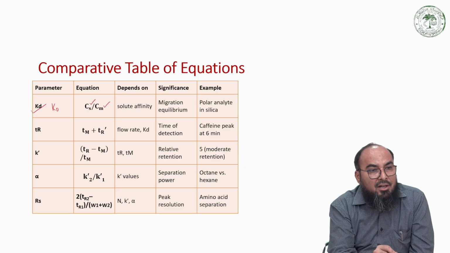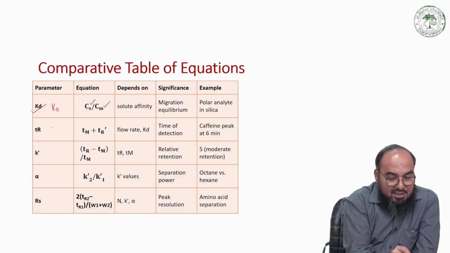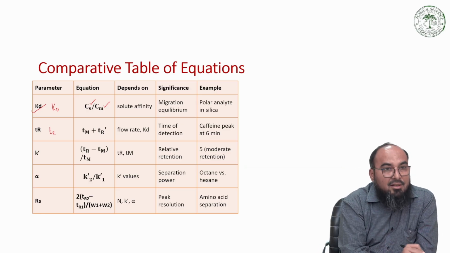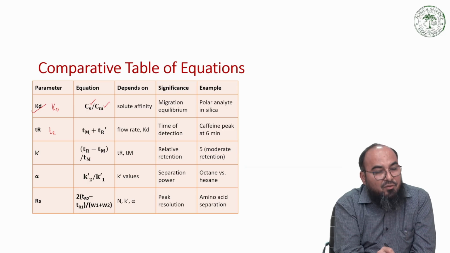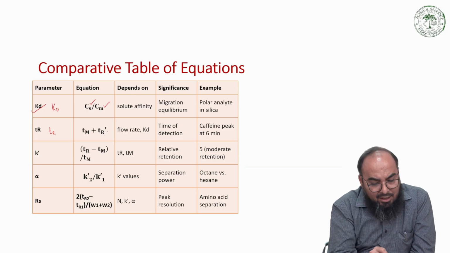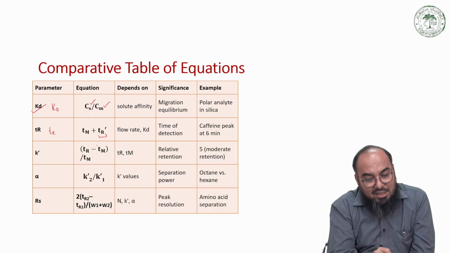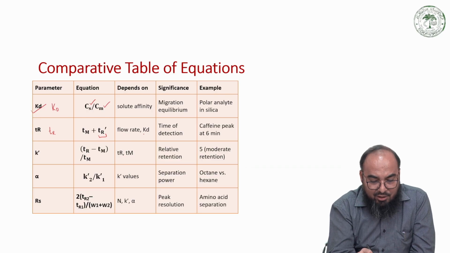Similarly, we have defined TR. If you remember, it is TR like this. We have defined it in terms of TM, that is the dead time, plus the extra retention time that is because of the interaction with the stationary phase. Now it depends on the flow rate as well as the KD value.